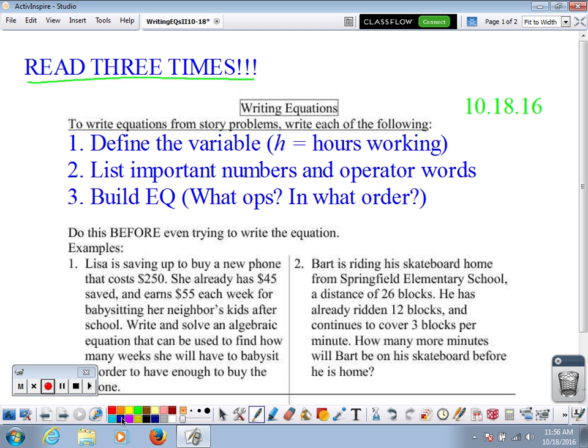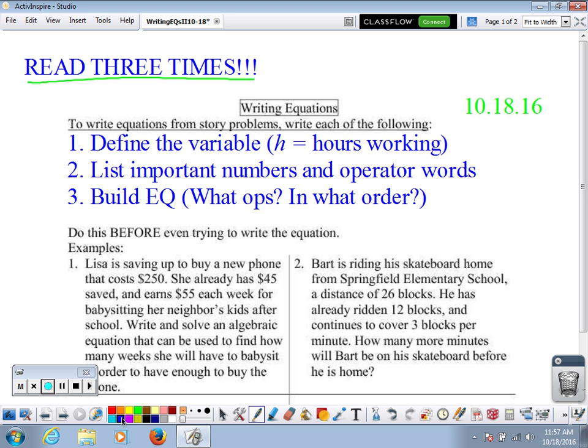The second time we read through, that's when we list the important numbers and those operator words. Okay? I know this is math class and we want to run to those numbers, but we're going to wait until the second time we read through to consider those numbers. So we're going to list the numbers and the important words to go along with them. Okay, then we read it a third time, and that's when we build the equation. We ask ourselves what operations are being done and in what order.